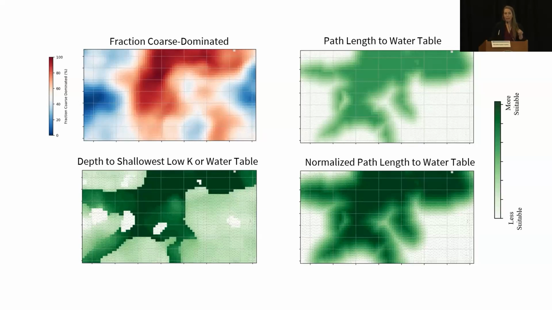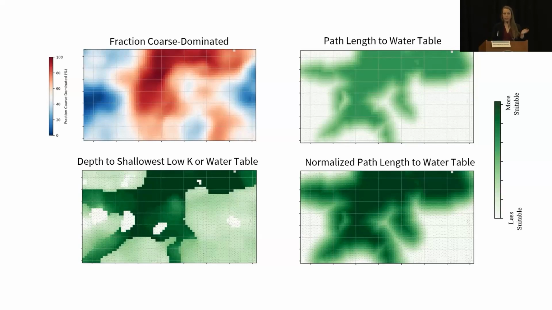Next, we have path length to the water table. And this is the shortest path from any given point on the surface through the connected coarse grained material down to the water table. And so where that path is very short, it's green, the shortest path being directly vertical. And where it gets more into the white colors in this figure, you're going to have to take a much more circuitous route through fine dominated material in order to hit the water table.